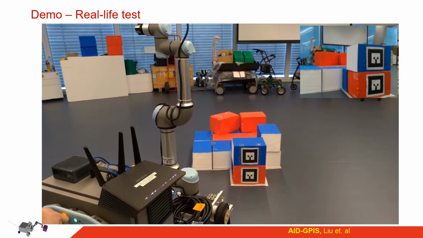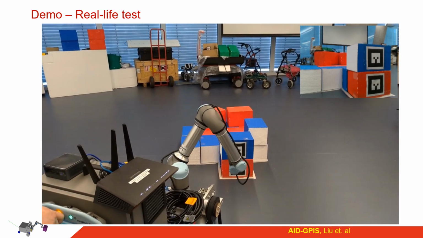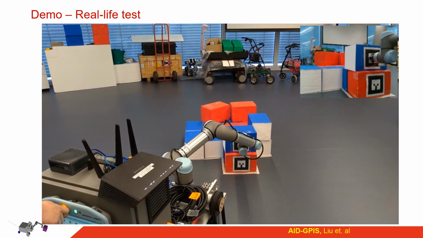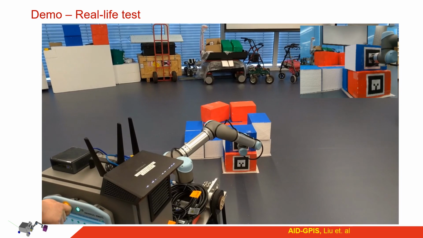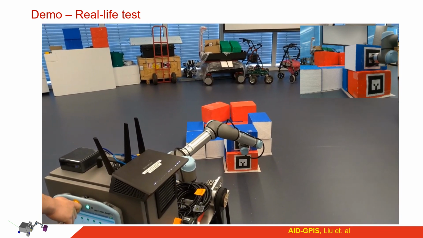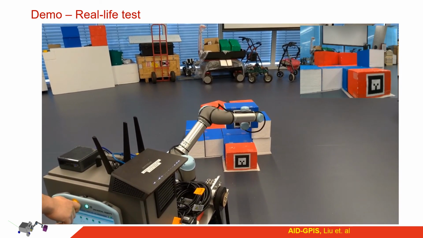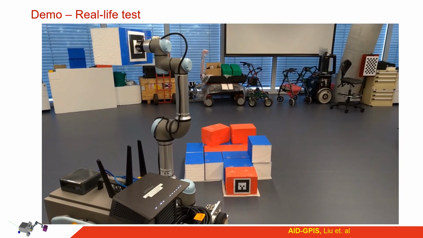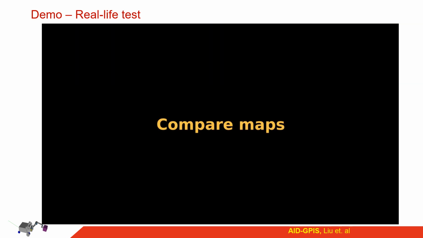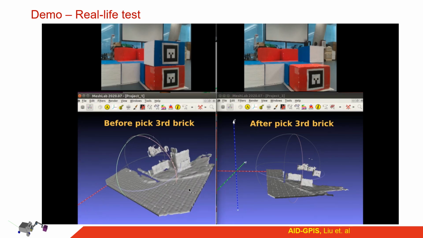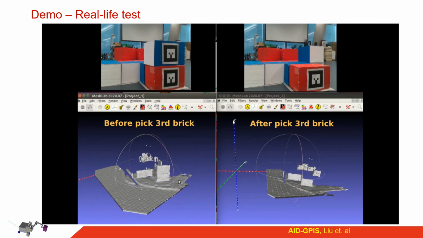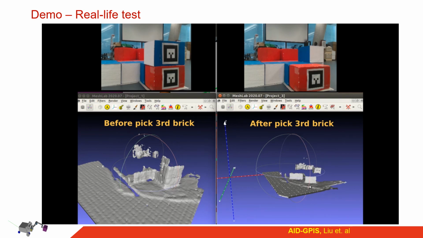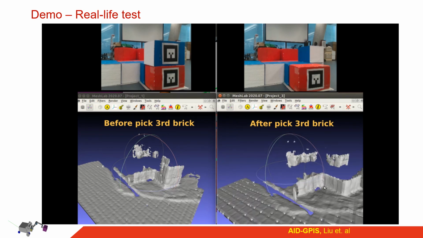Now the robot moves to the next best view position. It goes to pick up the third object. Comparing the maps before and after picking the third object.